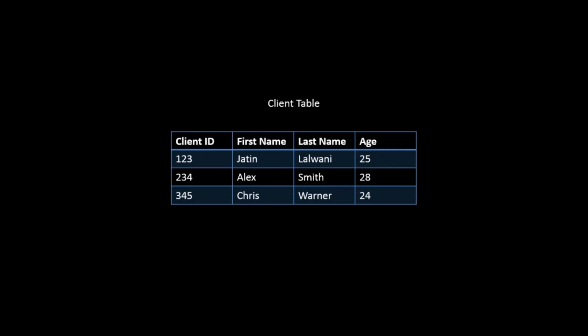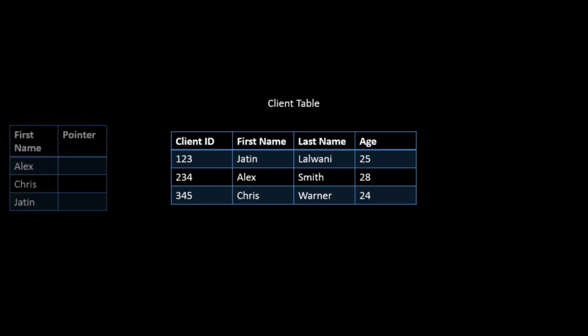So instead of replicating the entire table, what we can do is create a smaller table which will contain just 2 columns. The first column will store the first name and the second column will store the pointers to the original table. So each row in the small table will contain a first name and a pointer to the first name's record in the original table. Well, it doesn't actually point to a record directly, it actually points to a block, which is a collection of records. But let's keep things simple for now.